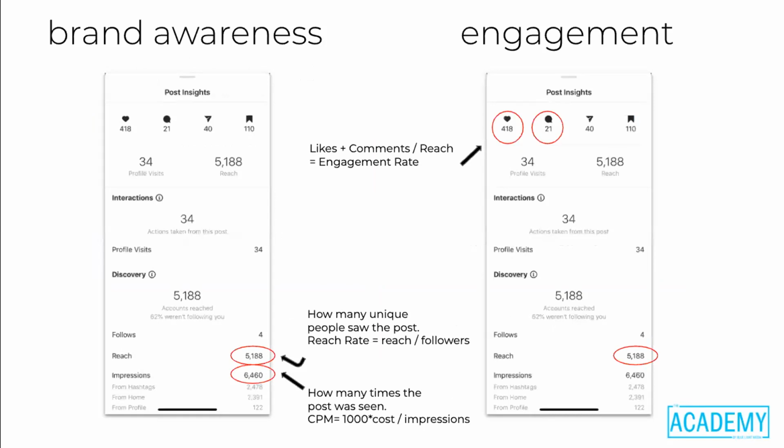Cool. So these are some examples from our past campaigns. For brand awareness, you want to look at the reach and the impressions, and that's how you're going to calculate your CPM. And then for engagement, you want to take a look at the likes and the comments divided by the reach, and then you'll get your engagement rate.